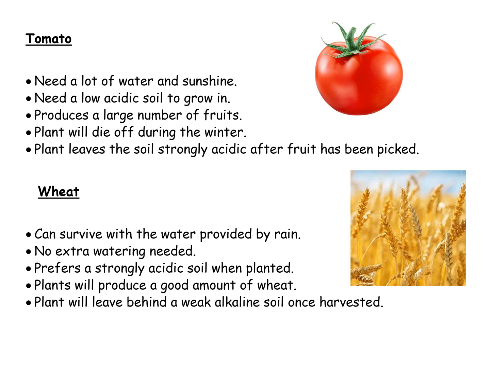Wheat can survive with the water provided by rain. No extra watering is needed. It prefers a strongly acidic soil when planted. Plants will produce a good amount of wheat, and the plant will leave behind a weak alkaline soil once harvested.